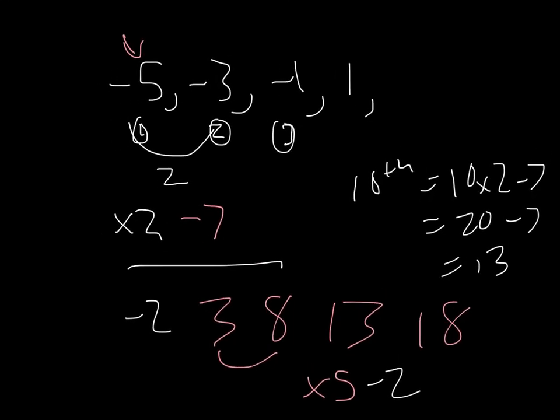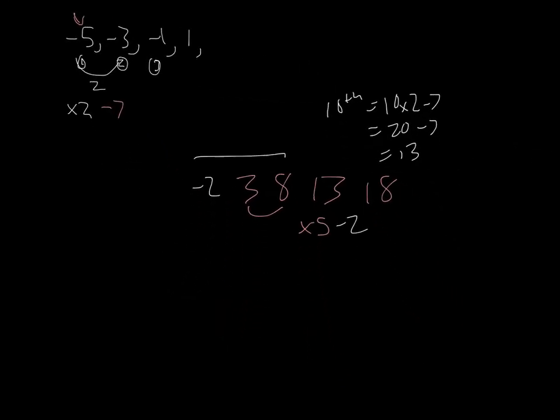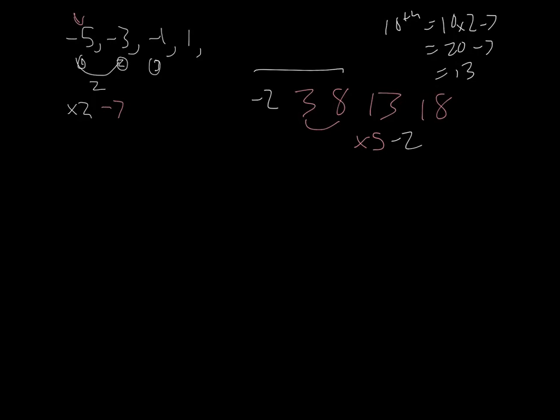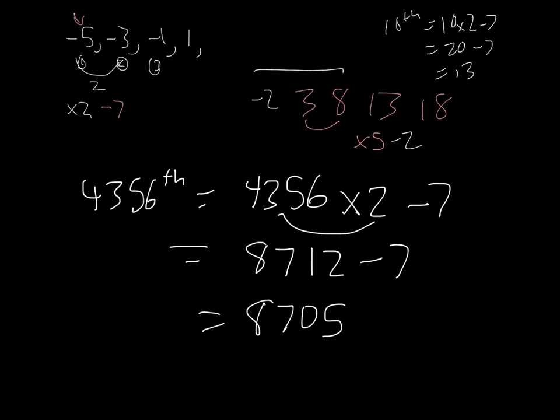So the question asks for one more thing. What's the 4,356th term? Well, 4,356 times 2 minus 7 equals, that would be 8,712 minus 7 equals 8,705. So this number just came from here. 4,356 times 2. And then you subtract the 7 and you're done. That's question 2.